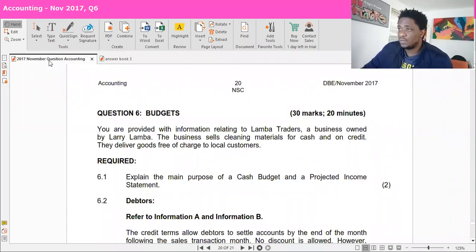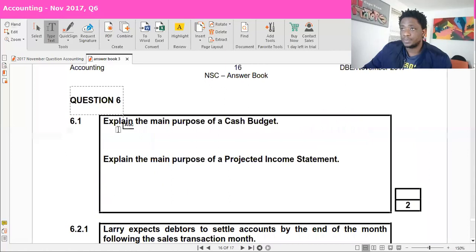You are provided with information relating to Lumber Traders, a business owned by Larry Lumber. The business sells cleaning materials for cash and on credit. They deliver goods free of charge to local customers. The first question is: explain the main purpose of a cash budget and a projected income statement. All right, so one purpose for the cash budget and one purpose for the projected income statement.